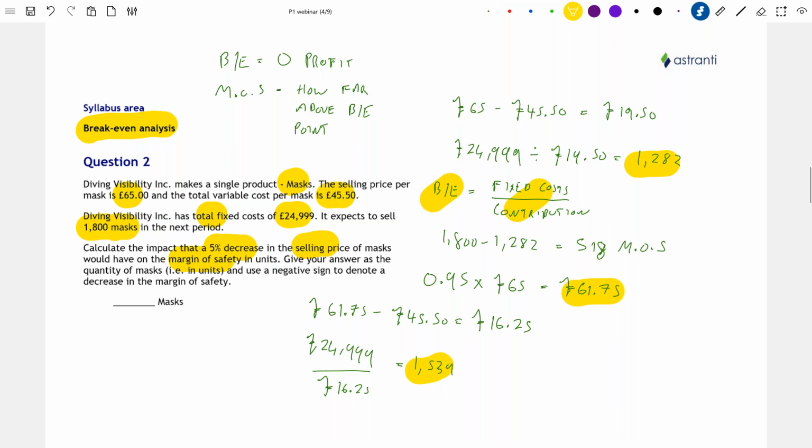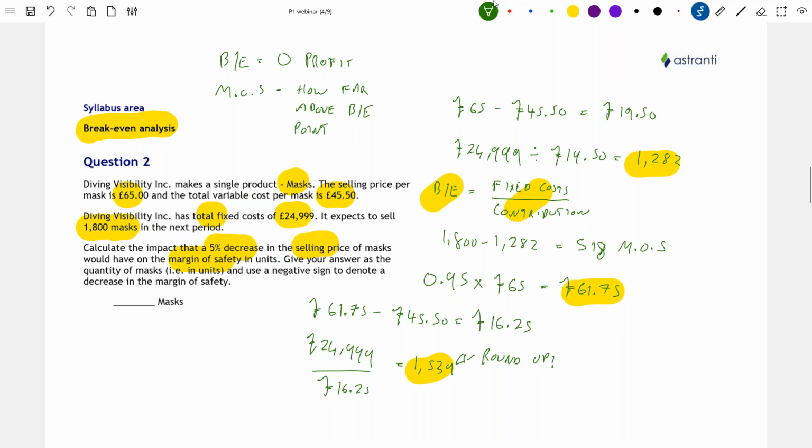1,539 and not 1,538. So remember that for break-even calculations you do in your exam. Even though you might normally want to round down, you should in fact round up. So a key area to avoid slipping up on.